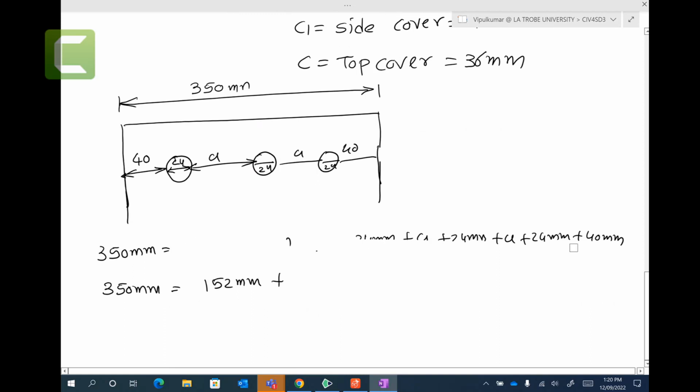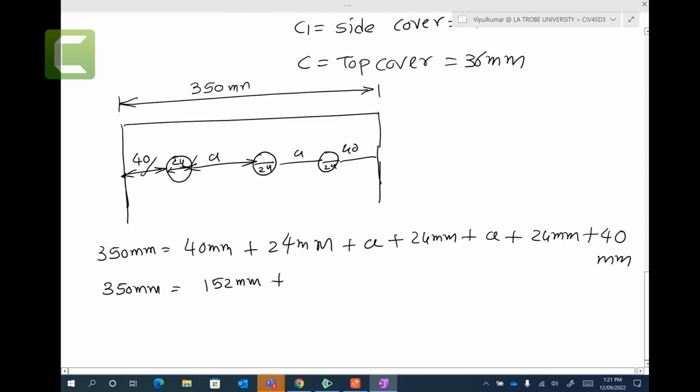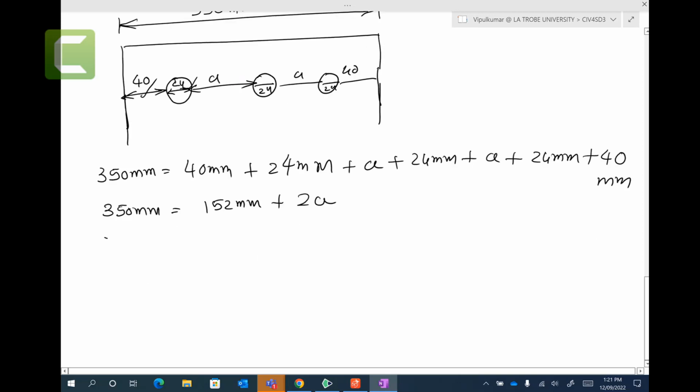So let's cancel this. So we have 40 millimeters, this first one, plus 24 millimeters. The second one, plus A, plus 24 millimeters, plus A, plus 24 millimeters, plus 40. So you get 2A, 350 millimeters take away 152 millimeters over 2 equal to A. So A you will get 99 millimeters.